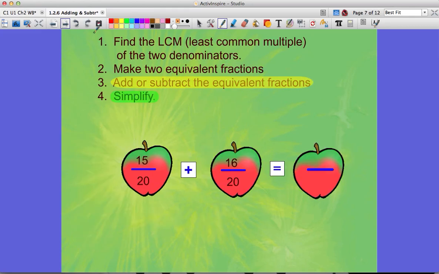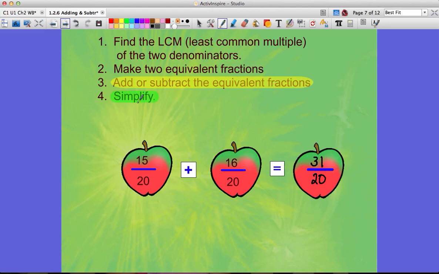The third step is to add or subtract the equivalent fractions. So now instead of having 3/4 plus 4/5, I have 15/20 plus 16/20. Now I have apples and apples. So what I'm going to do is add my numerators, just like I did when I had like fractions, because now I have like fractions, and this is 31 over 20.